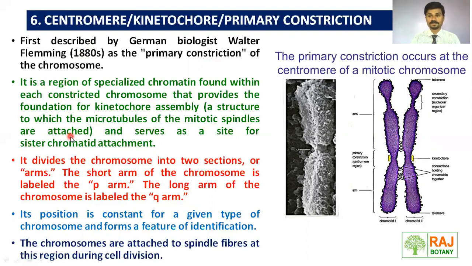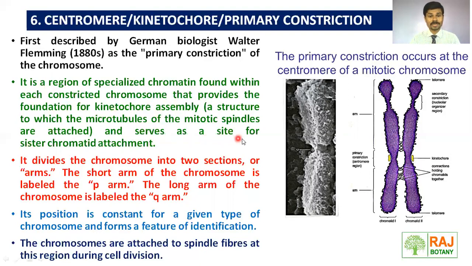We know that in mitosis, at the metaphase stage, spindle fibers attach to the centromere position of the chromosomes, and during the anaphase stage, these spindle fibers pull the chromosomes to opposite poles. Due to this pulling force, the chromosomes break at the centromere position. So the centromere is a very important structure present on the chromosomes, and the kinetochore assembly is founded by the centromere.